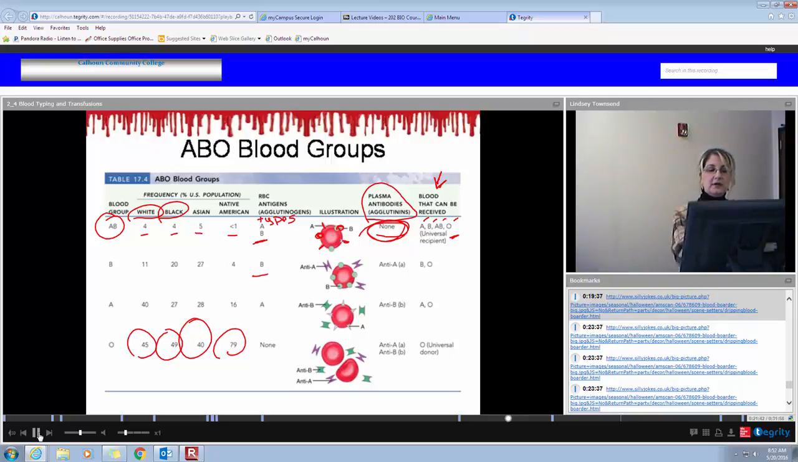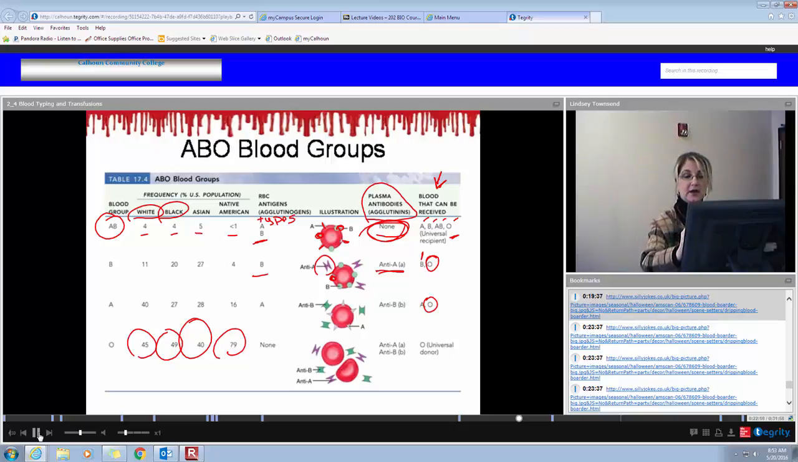Type B blood, remember you've got type B antigens, anti-A antibodies. So there's our anti-A antibodies. So what type of blood can you receive? Well, of course you can receive B because that's a perfect match. But also type O. Now think about that for just a minute. Why could you receive type O blood if you're type B? Or type A. Let's go ahead and talk about that one as well.